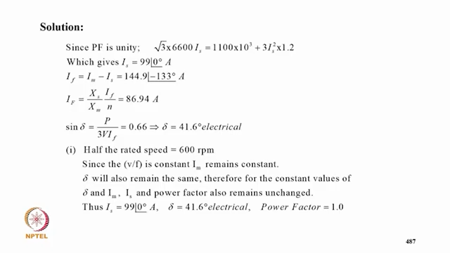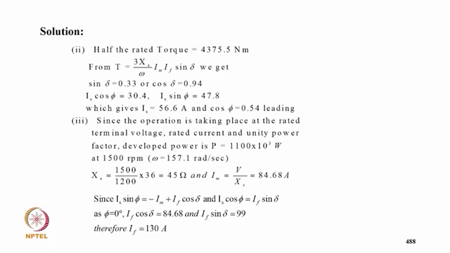The electrical power factor is unity, and half the rated torque is 4370.5 Newton meter, from T equal to 3 XS upon omega IM IF sin delta. We get sin delta equal to 0.3 for delta 0.94, cos phi is 30.4 and sin phi is 47.8, IS equal to 56.6 and cos phi equal to 0.5 full load.